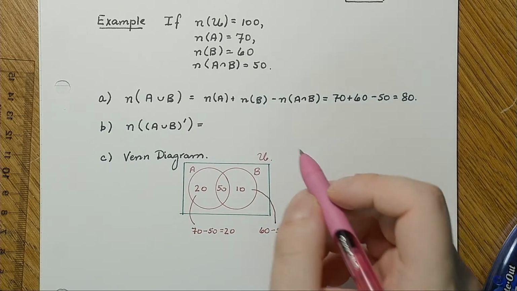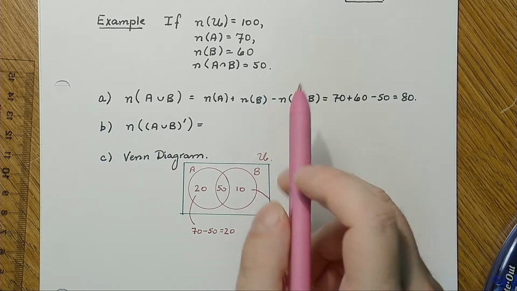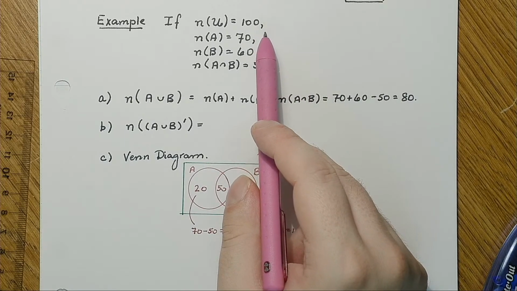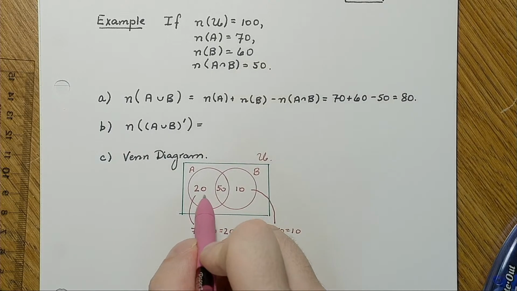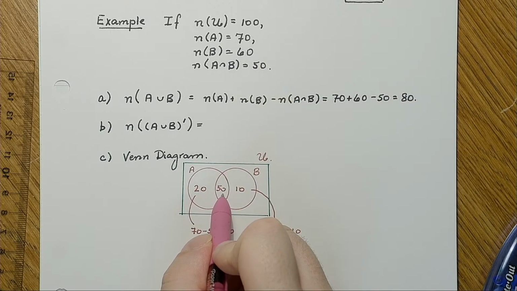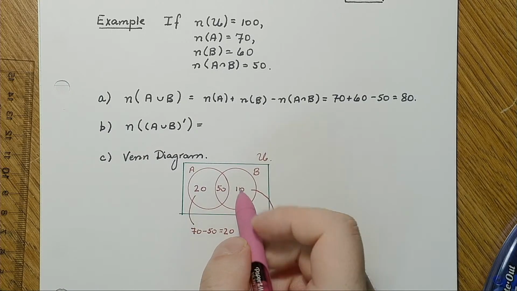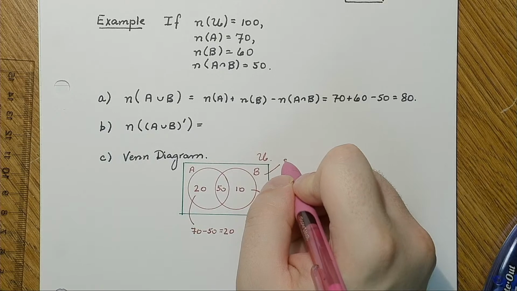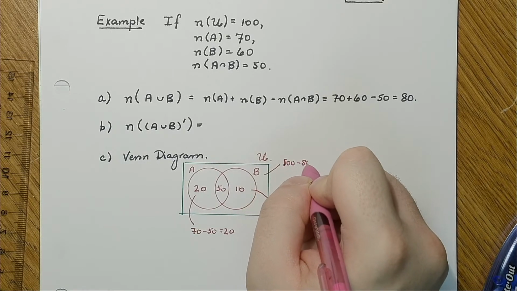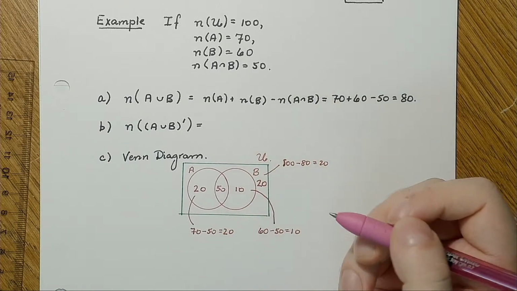And then outside of all of this, I know that the universal set contains 100. So I know that I have 20 plus 50, that's 70, plus another 10, that's 80, which means that I have 100 minus 80, which equals 20. So here's 20.